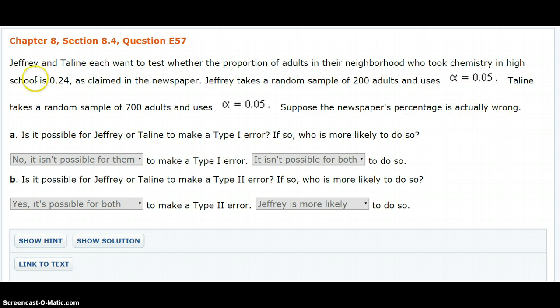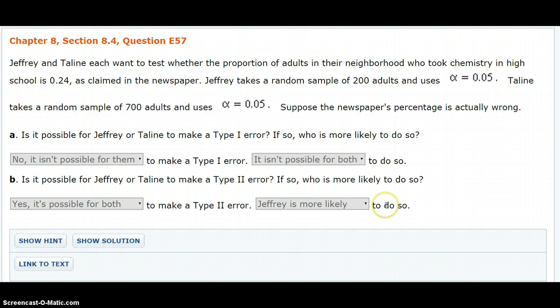We know that the null hypothesis is false. The question is, will they pick up on it? If they don't pick up on it, then they're going to make a type 2 error. So it's possible, even though these are fairly high samples, especially Talene's, it's possible. It's probably very unlikely, but it's possible.